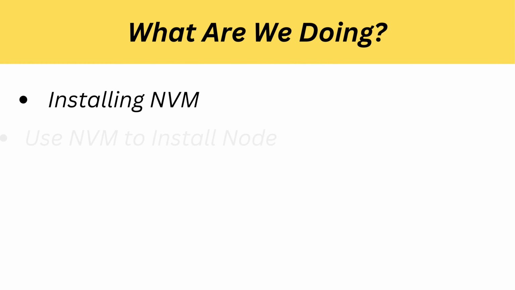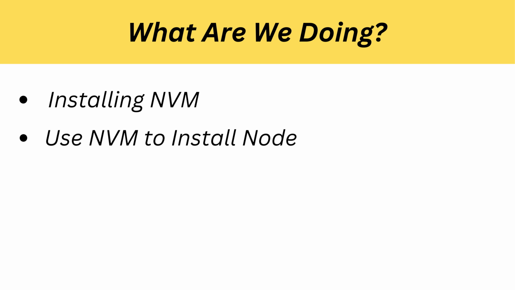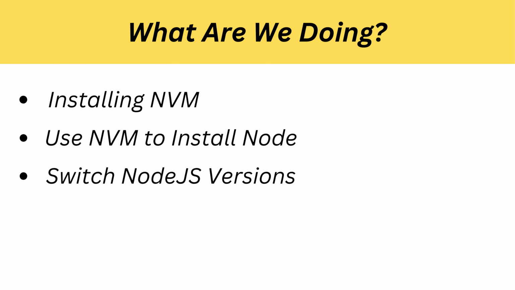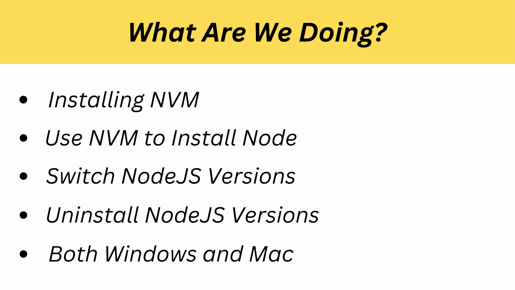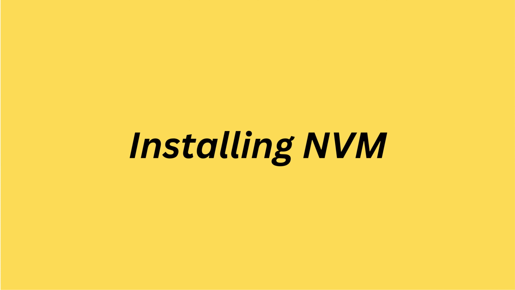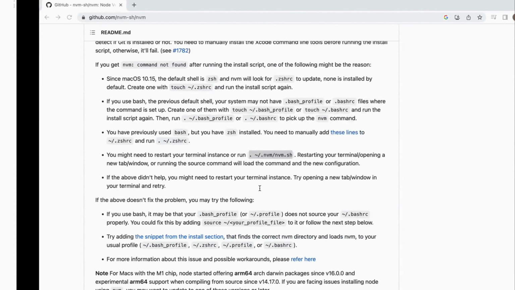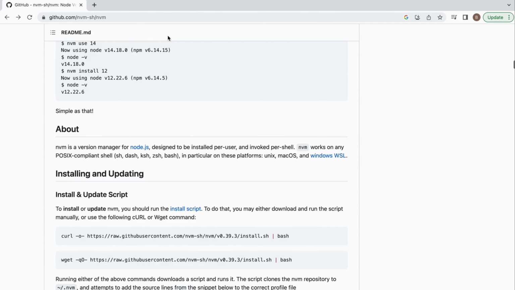So in this episode, we are going to install NVM, and through that NVM, we are going to install Node, because it is very easy to switch Node.js versions with NVM, and also you can uninstall any Node.js version. And we are going to do this on both Windows and Mac. Okay, let's get started with the installation of Node Version Manager.